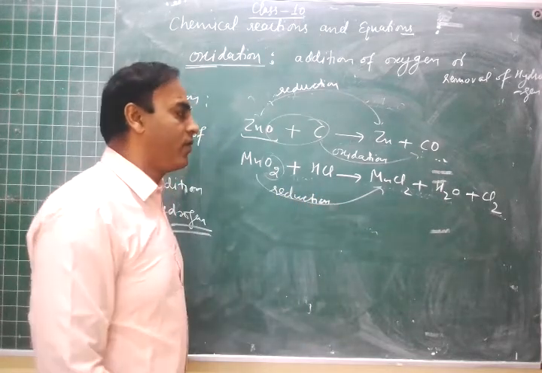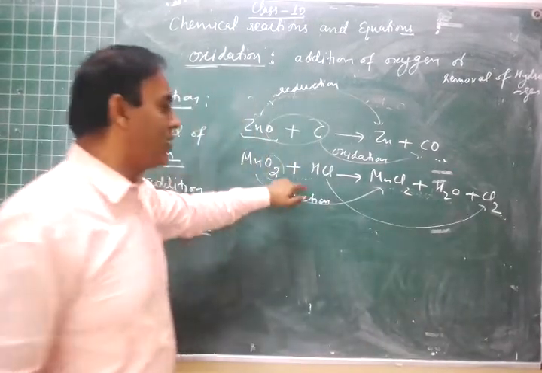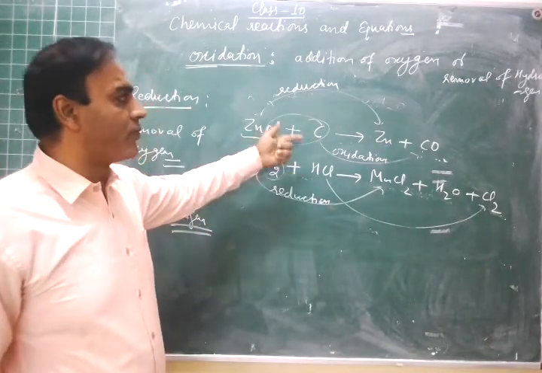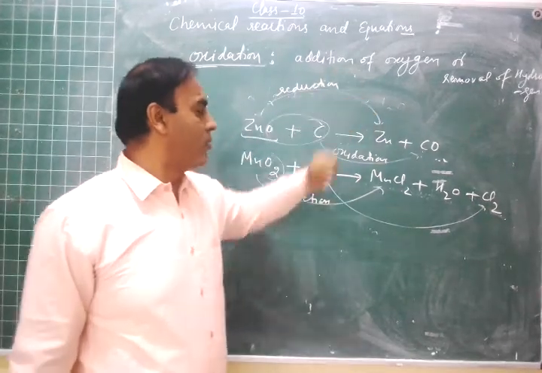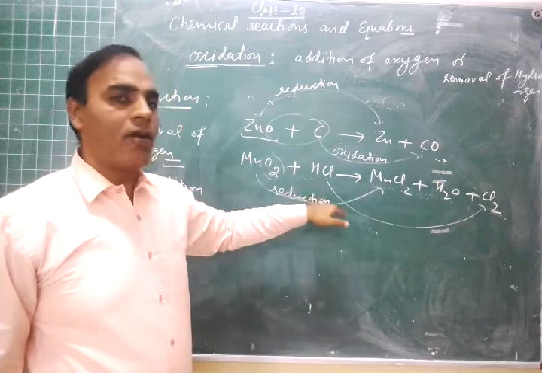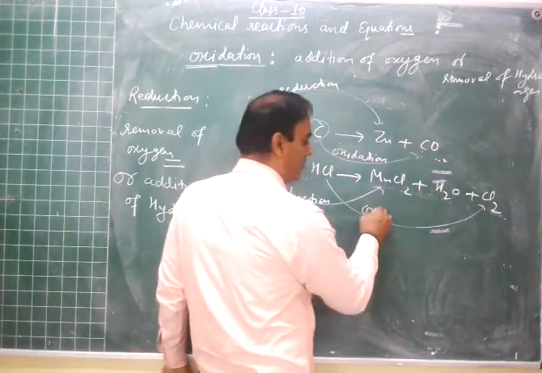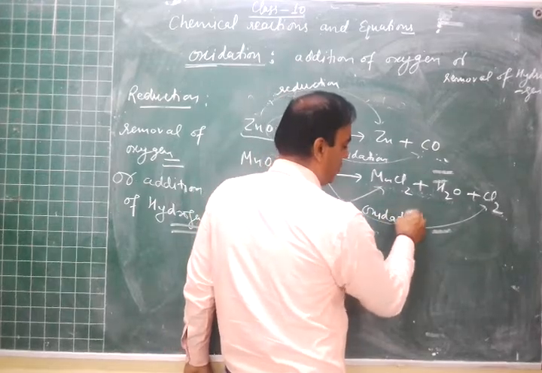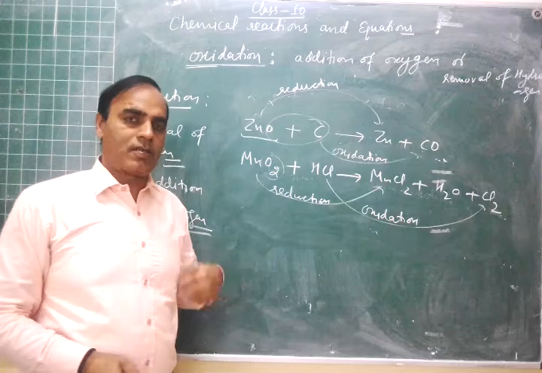Right? Now if you see this and this, you can see here that hydrogen has been removed. So there is removal of hydrogen. So you can say that HCl gets oxidized, that is, there is oxidation of HCl. So this is about oxidation-reduction processes, that is, reactions.